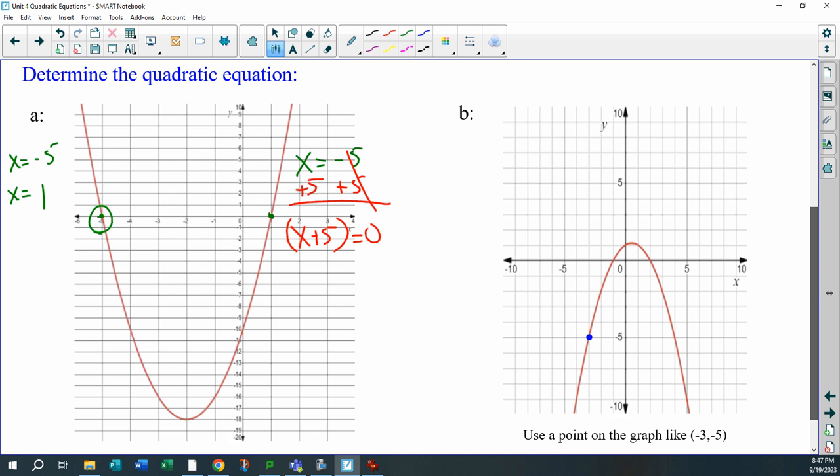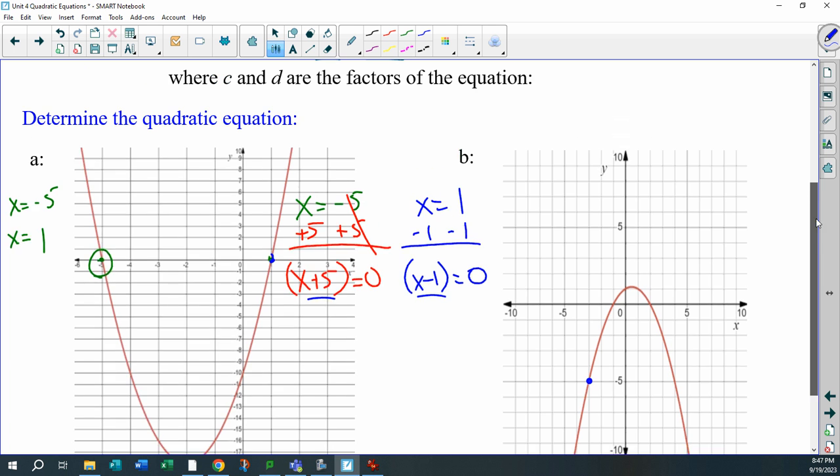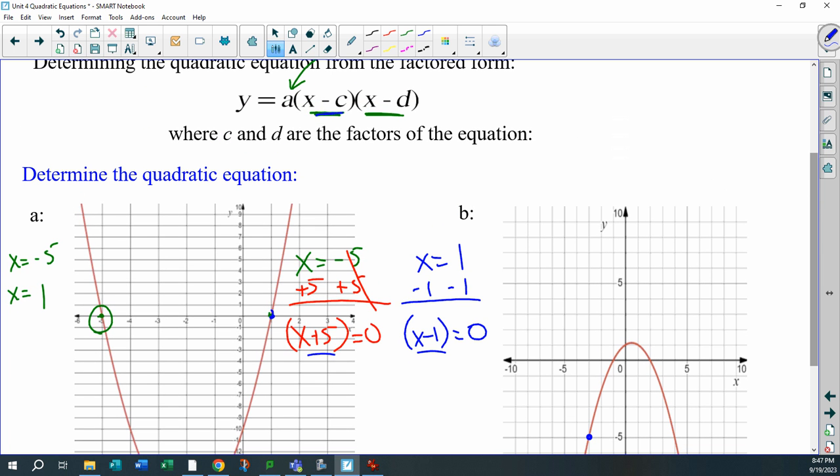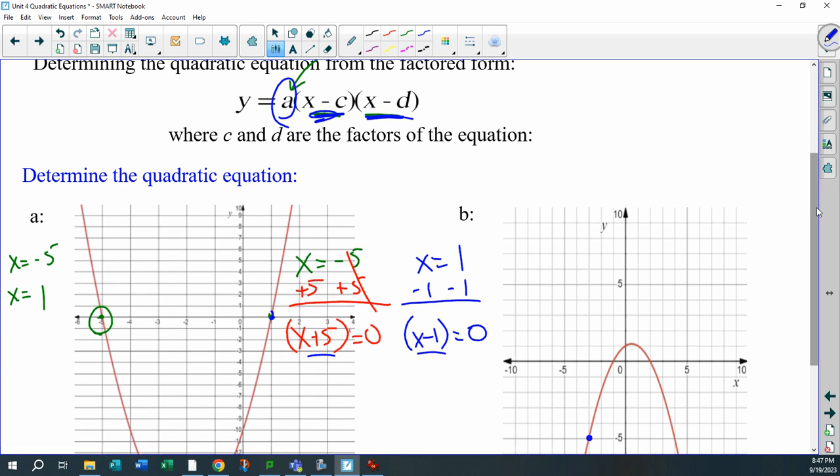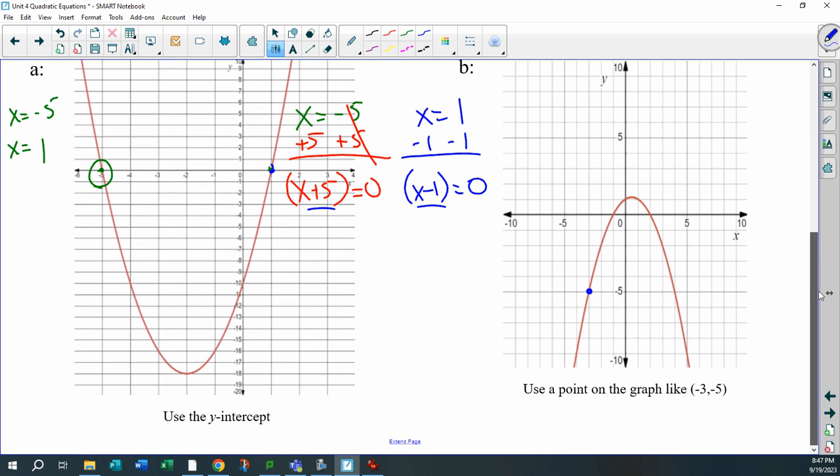Do the exact same thing for this one here. You know that is x equals 1. Bring the 1 over by subtracting 1 from both sides. You get x minus 1 equals 0. There are your 2 factors, just like I stated up here. The only problem is you need an A value. Well, how do you determine that A value? You could do a couple of things. In this particular one, I want you to use the y-intercept.